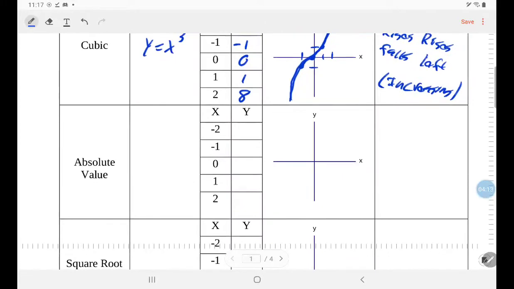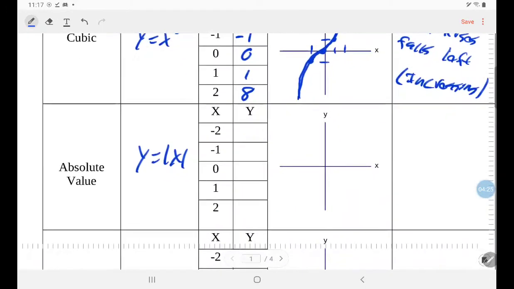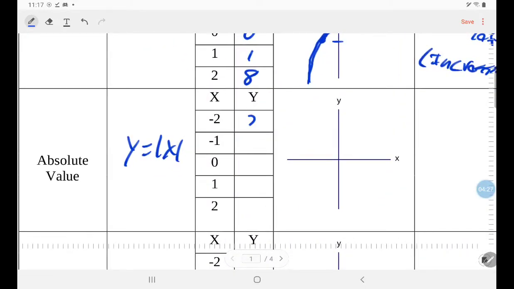Okay. Absolute value we've talked about a little. It's y equals absolute value of x, which marks your distance from 0 on the number line. So negative 2 is 2 units from 0 on the number line. 1 unit, 0 is 0 units. 1 and 2. And it looks like a V.